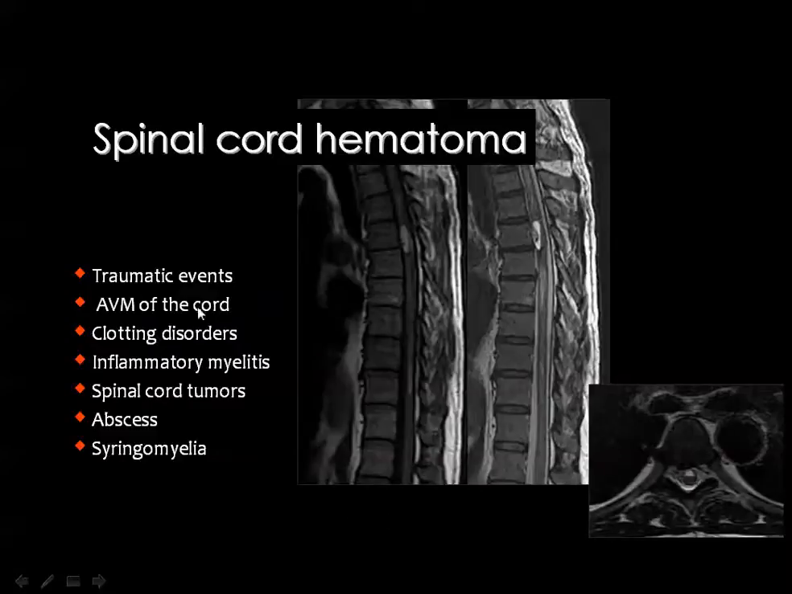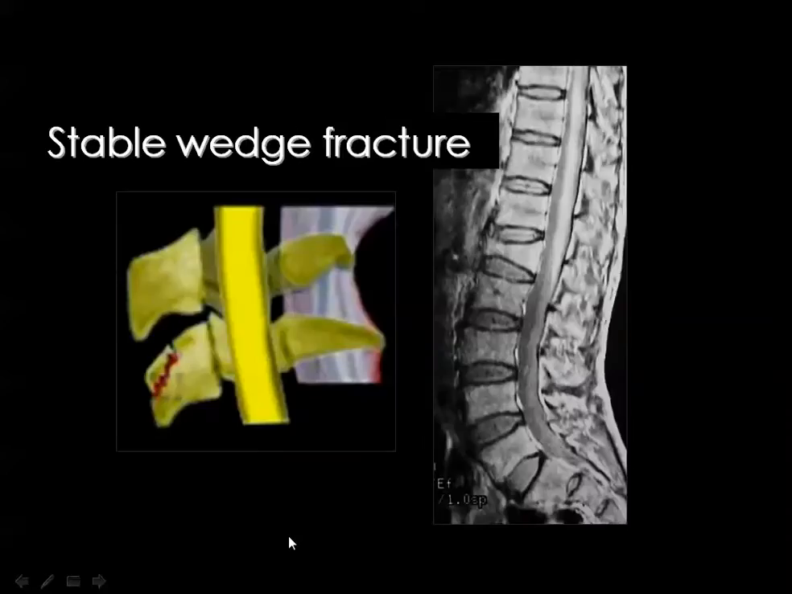Then the presence of an arteriovenous malformation that causes some bleeding, clotting disorders, inflammatory myelitis. You remember the acute demyelinating encephalomyelitis. Some of the spinal cord tumors may bleed. Abscesses and the syringomyelia may show some internal hemorrhage.